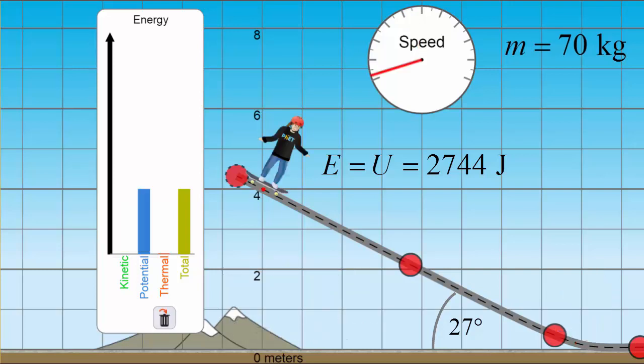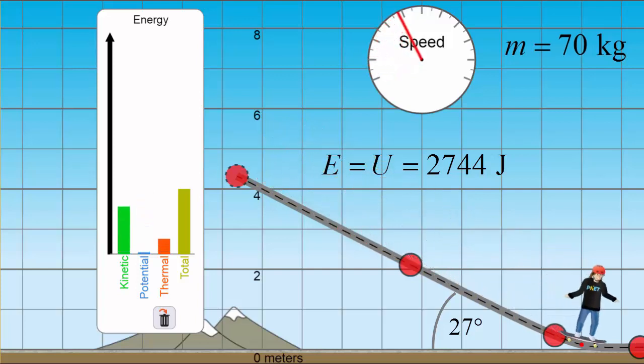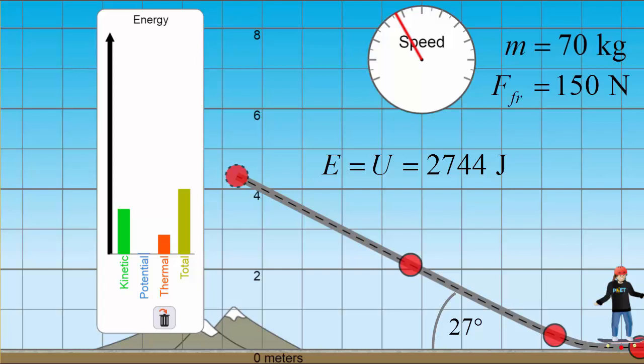Now let's add friction. The skater starts at the same elevation of 4 meters with a potential energy of 2,744 joules. As the skater begins to roll down the ramp, the rolling resistance between the ramp and the skateboard wheels, as well as the resistance in the wheel's bearings, produces a frictional force of 150 newtons. Recall that work done by a force is equal to the force times the displacement times the cosine of the angle between the force and the displacement.